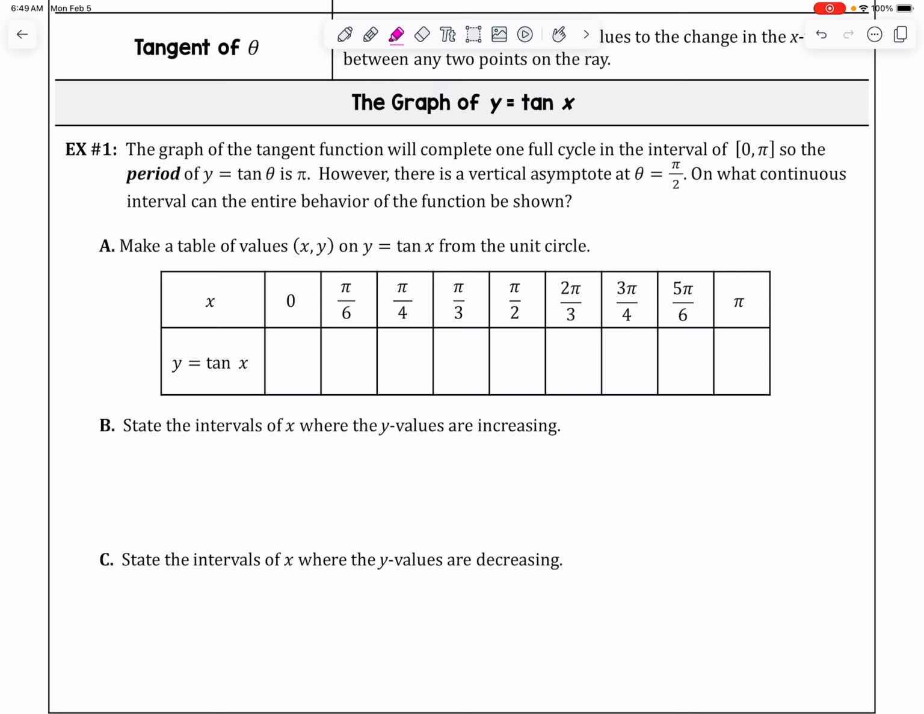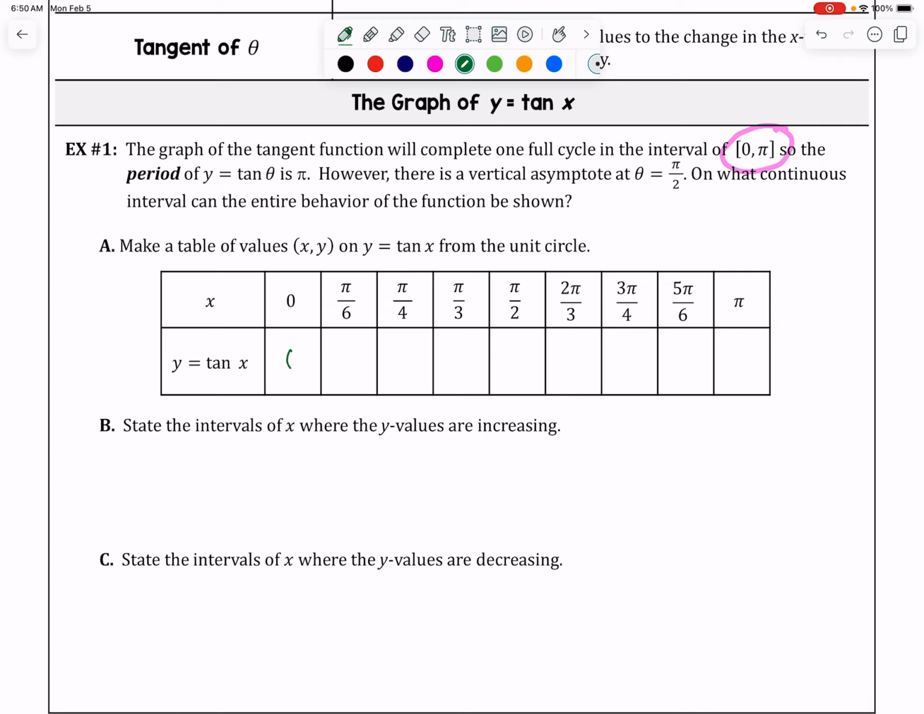We'll have one complete cycle from 0 to pi, unlike 2 pi with the others. So the period of tangent is pi. However, it also has vertical asymptotes, because remember, if we have a 0 in our denominator, then it's undefined. So on what continuous interval can the entire behavior of the function be shown? Here we go. We're going to make our table from 0 to pi.